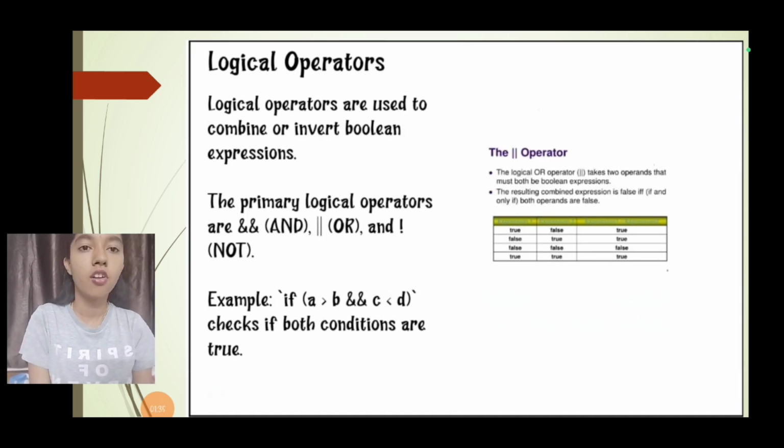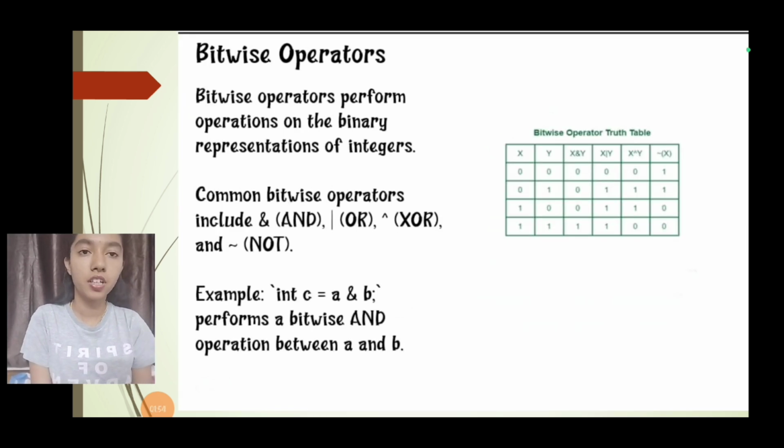Logical operators. Logical operators are used to combine or invert Boolean expressions. The primary logical operators are and, or, not. Example, if A is greater than B and C is less than D, it checks if both conditions are true. Bitwise operators. Bitwise operators perform operations on the binary representation of integers. Common bitwise operators include and, or, not. Example, int C equals A and B performs a bitwise AND operation between A and B.